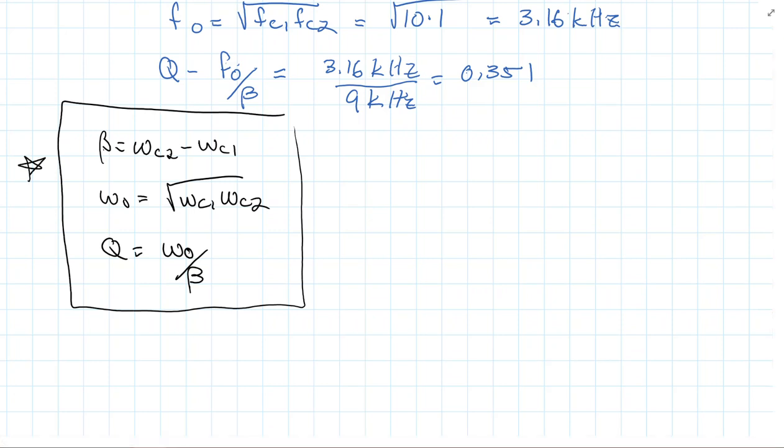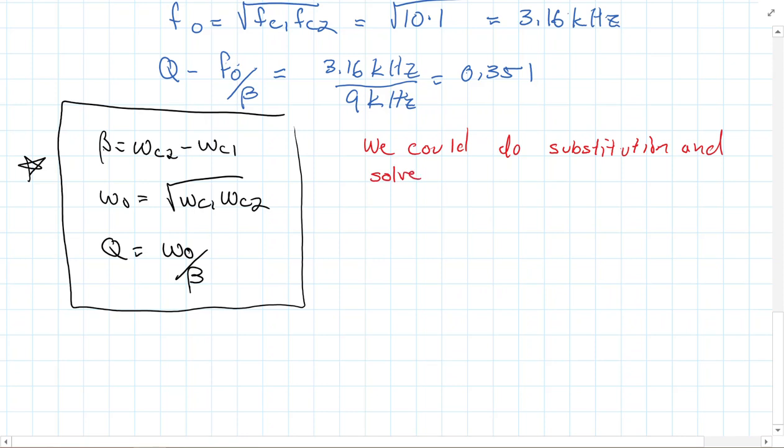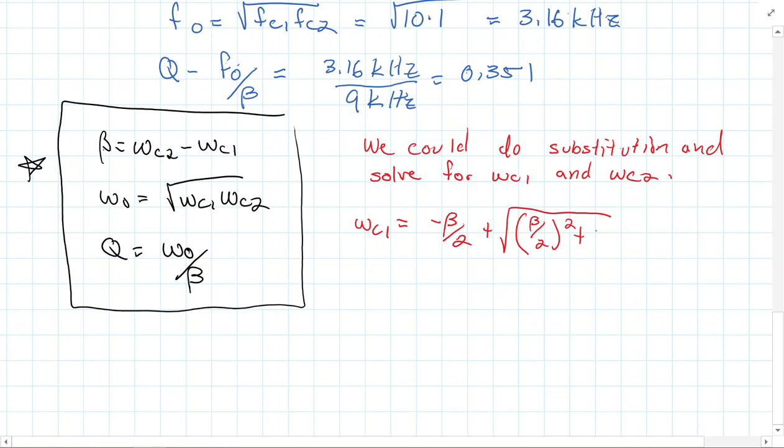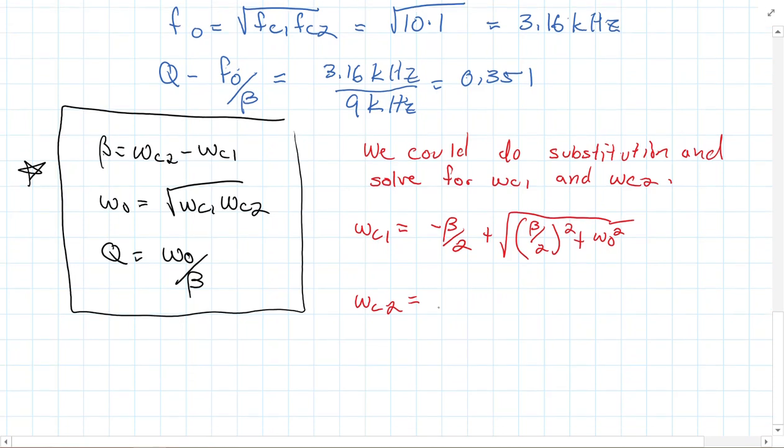But then we could solve these. We could do substitution and solve for omega C1 and omega C2. And what do I mean by that? Well, we can get an equation here for omega C1 is equal to negative beta over 2 plus the square root of beta over 2 squared plus omega 0 squared. And omega C2 would be beta over 2 plus the square root of beta over 2 squared plus omega 0 squared.